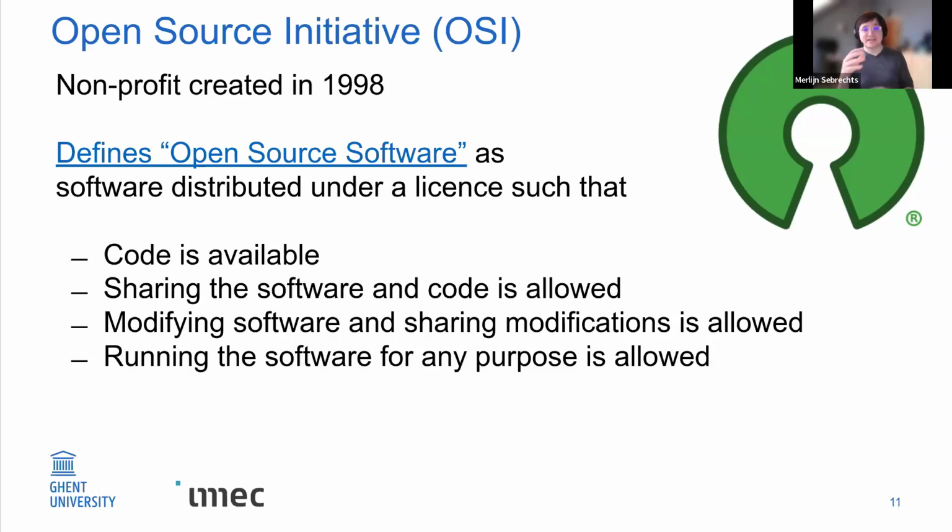It basically means that the license makes the code freely available to users of that software. The users of the software can share the code and share the software itself freely. They can modify the software and share their modifications, and they can run the software for any purpose. If a certain software license checks these 4 boxes, there is a process through which the Open Source Initiative will certify that license as open source.